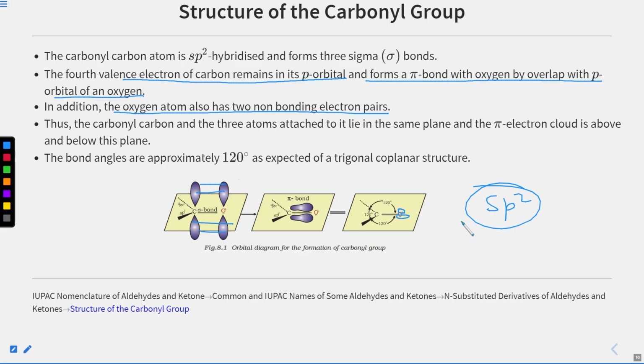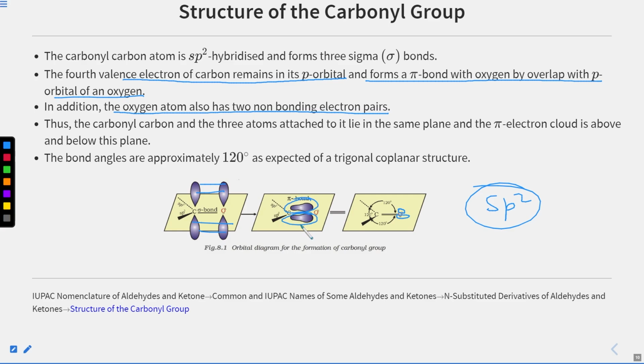What happens? First of all, one s orbital and 2 p orbitals combine to form sp2 hybridized orbitals, and they do the sigma bonding with the oxygen and with the alkyl group, or any other group. It can be methyl, or it can be hydrogen. They do the head on head overlap to form the sigma bond. Now we are left with one p orbital of carbon and 1 p orbital of oxygen. These 2 p orbitals do the side on side overlap to make the pi bond. So this is the pi bond.